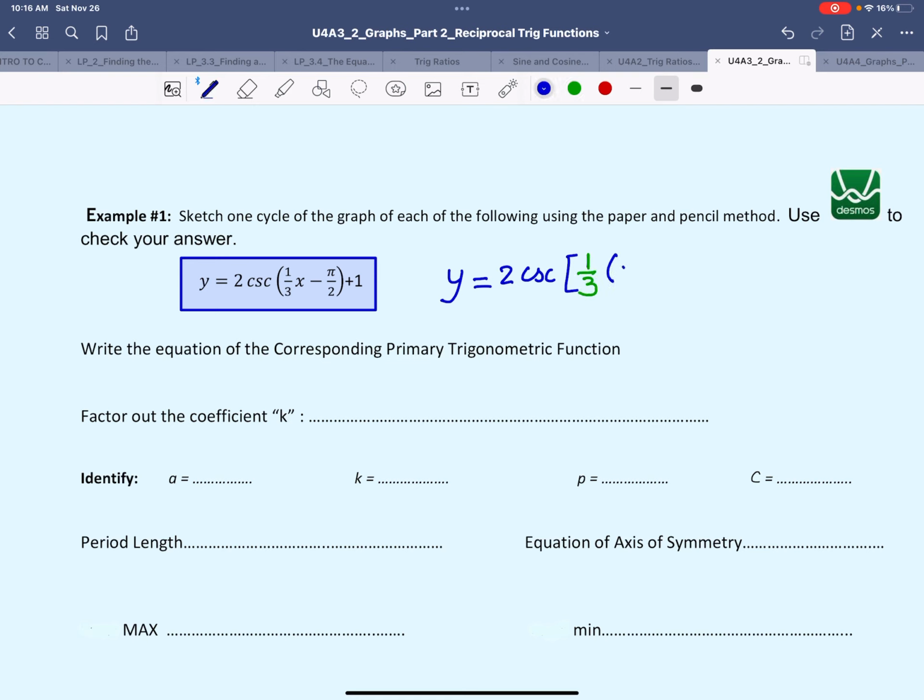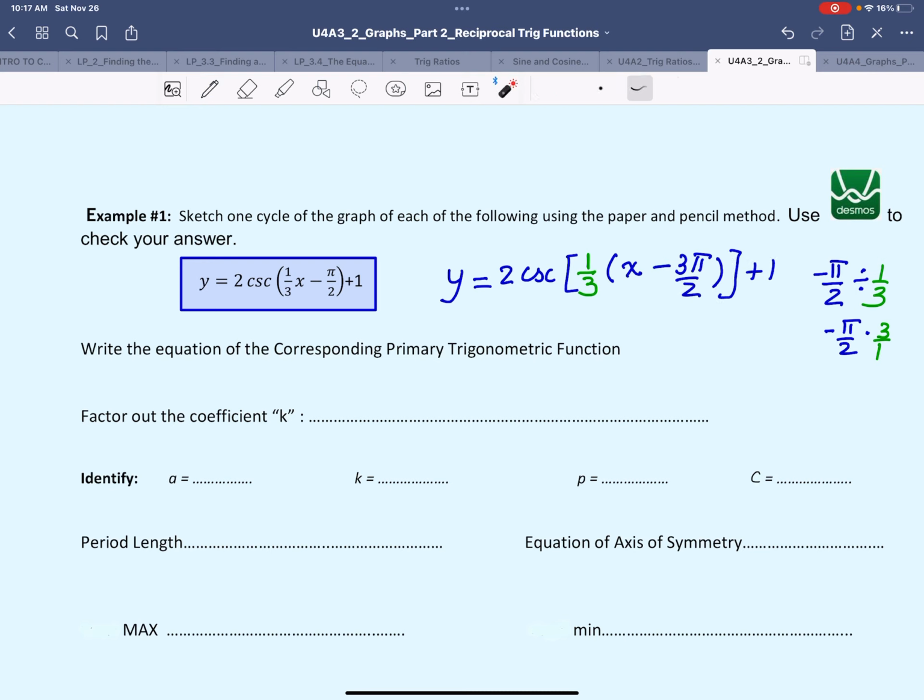And then obviously 1 over 3 x will become an x, right? And negative pi over 2 will also change because we've taken out 1 over 3. The way we figure out what it has changed into is by dividing by the coefficient 1 over 3. Dividing by 1 over 3 means that you're multiplying by the reciprocal, 3 over 1 in this case, which will change this to negative 3 pi over 2. So we have minus 3 pi over 2, and then plus 1 at the end.